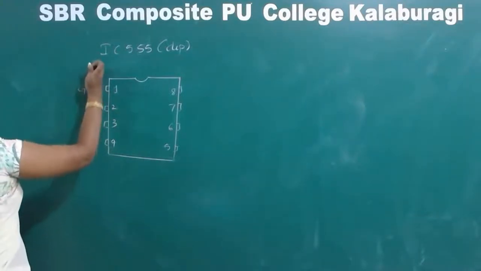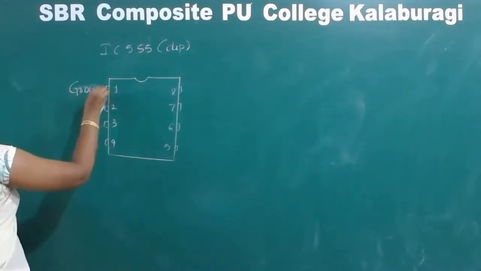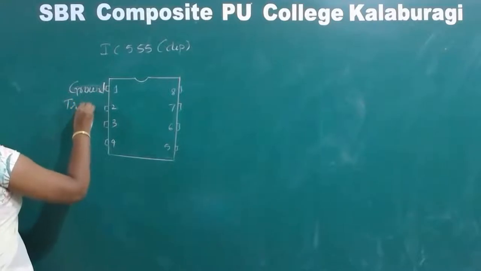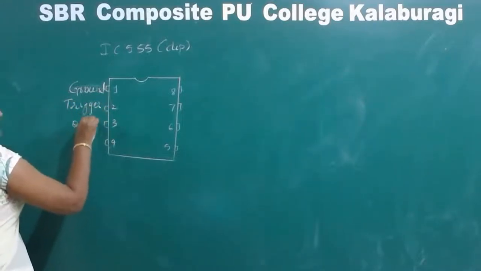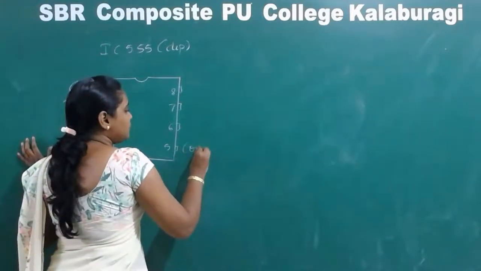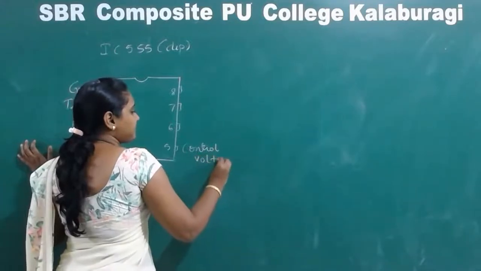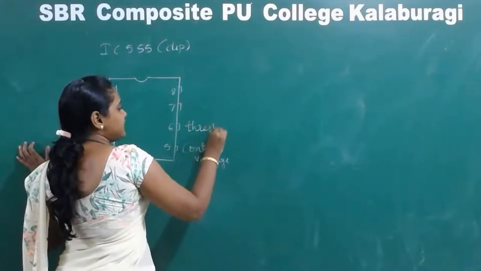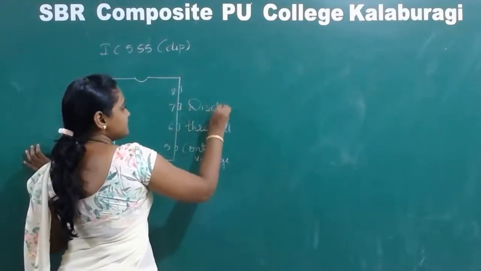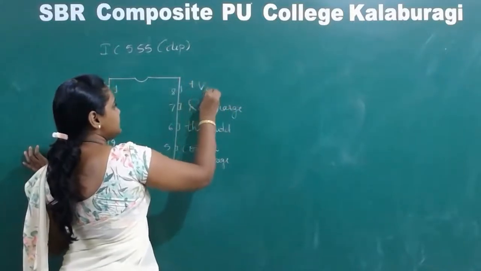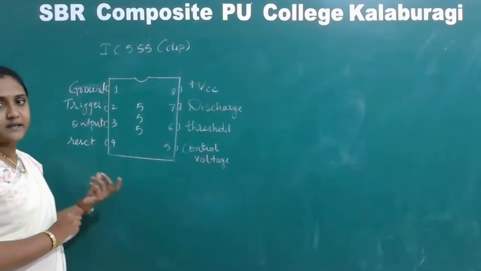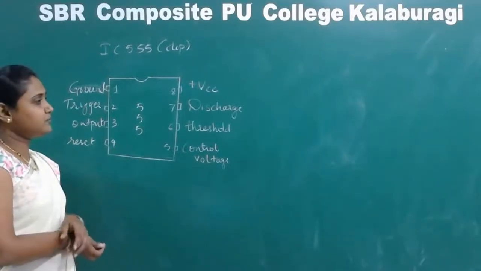Pin number 1 is ground, or GND. Pin number 2 is trigger. Pin number 3 is output. Pin number 4 is reset. Here we have the control voltage: we apply the control voltage to pin number 5. Pin number 6 is threshold voltage, otherwise just threshold. Pin number 7 is termed discharge, and finally pin number 8 is VCC. This is the pin diagram of the 555, which is commonly asked in exams: draw the pin diagram of the 555 timer. So this pin diagram you have to draw.